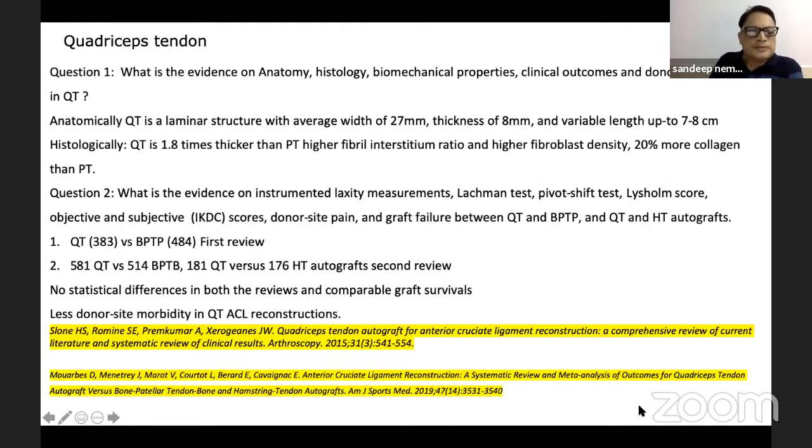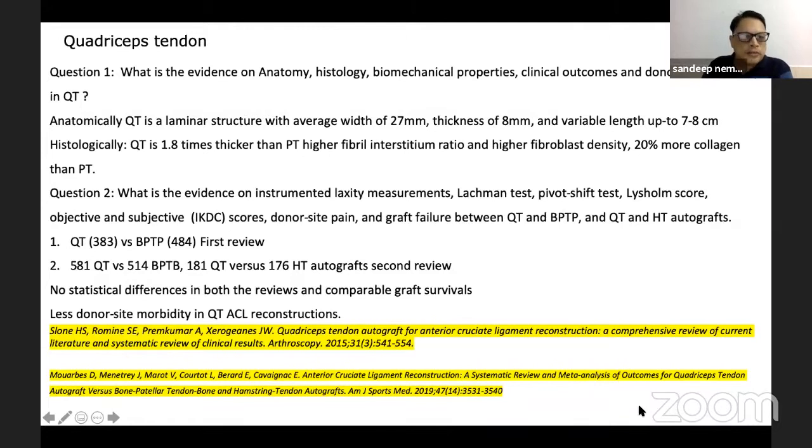So as far as the quadriceps tendon is concerned, this autograft has been looked at from time to time, and now we have a good level of evidence coming in the form of randomized controlled trials and meta-analyses, which have compared quadriceps tendon with the hamstrings, and with the bone patellar tendon bone. So let us see what the outcomes from these meta-analyses and studies are. What is the evidence in favor of anatomy, histology, biomechanical properties, clinical outcomes, and donor site morbidity in QT?